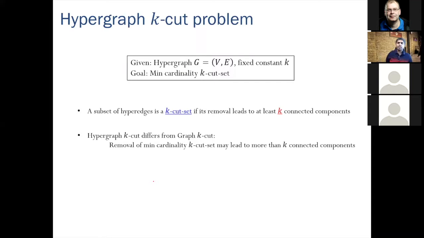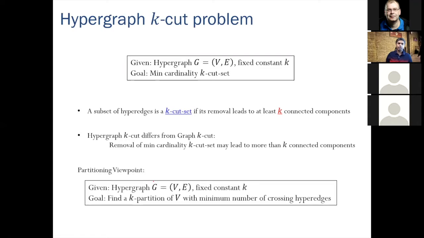The hypergraph k-cut problem can equivalently be phrased as a partitioning problem. Here is the equivalent way of phrasing it. We would like to find a k partition of the vertex set with minimum number of crossing hyperedges. Recall that a k partition of the vertex set is a partition of the vertex set into k non-empty parts, and a hyperedge is said to cross the partition if it intersects at least two different parts of the partition.